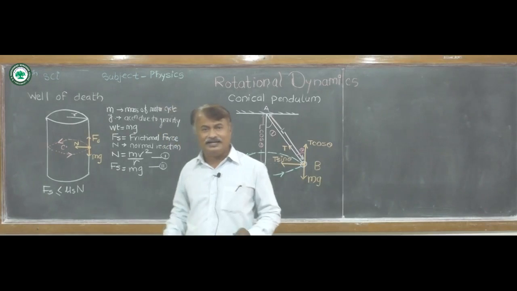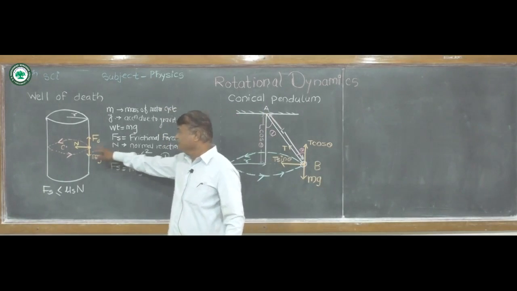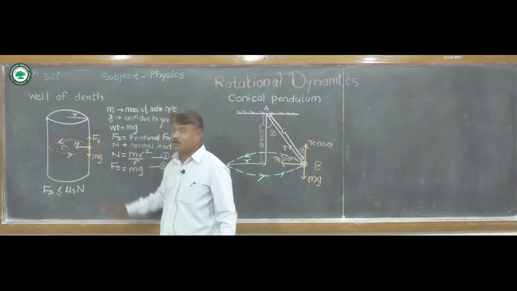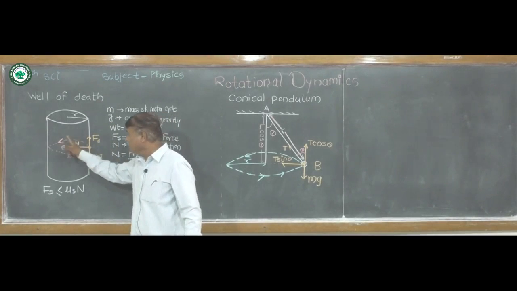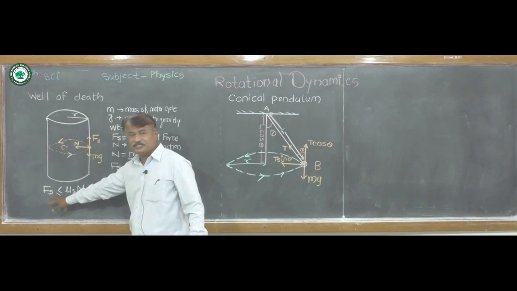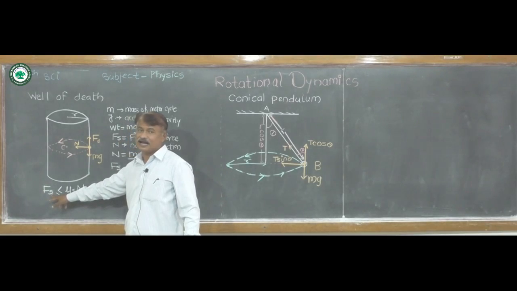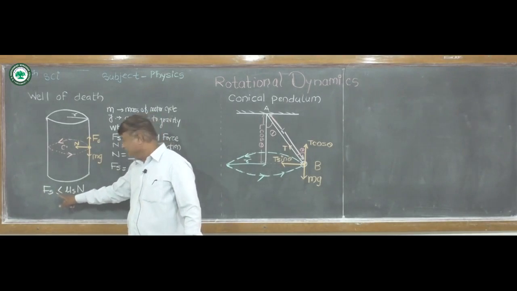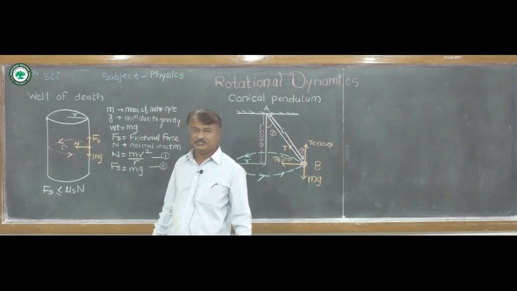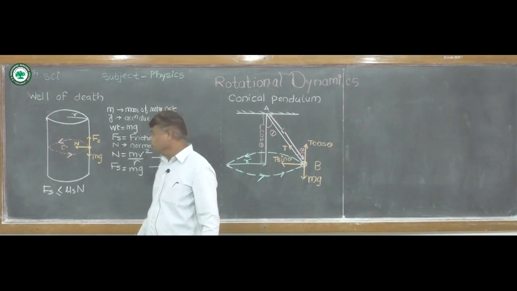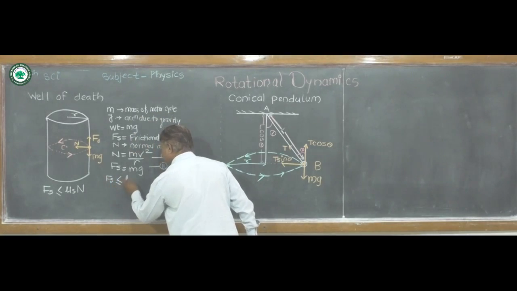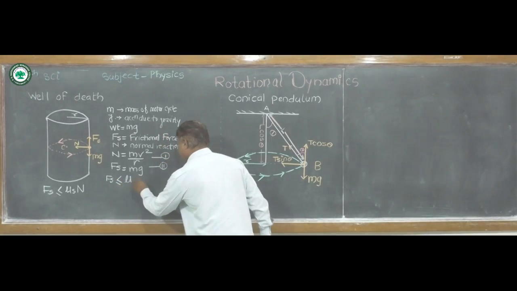Now we have to find the minimum velocity with which this motorcycle can revolve along the horizontal circle inside the wheel of death. We know that the frictional force between the tires of the motorcycle and the wall of the wheel of death is less than or equal to mu s into N, where mu s is the coefficient of static friction and N is the normal reaction.